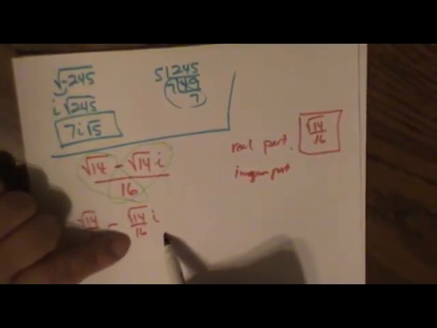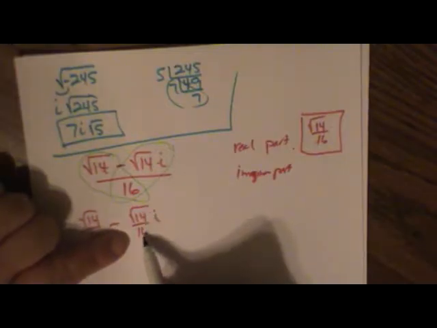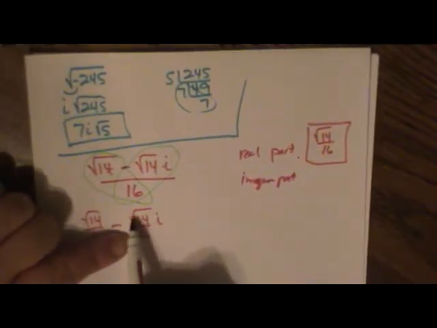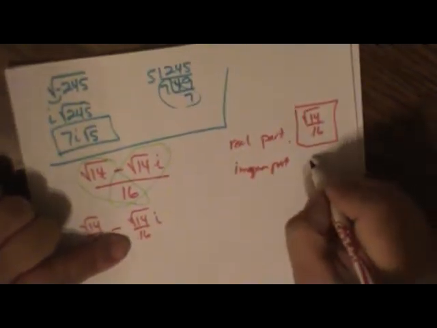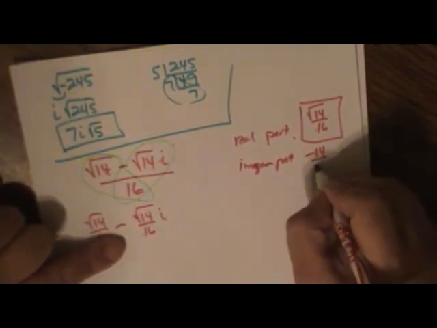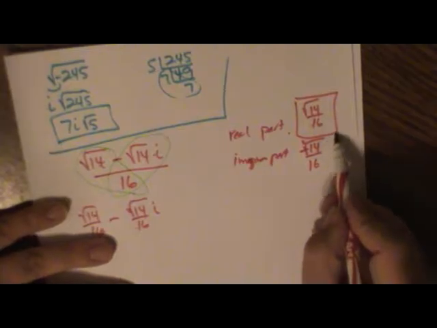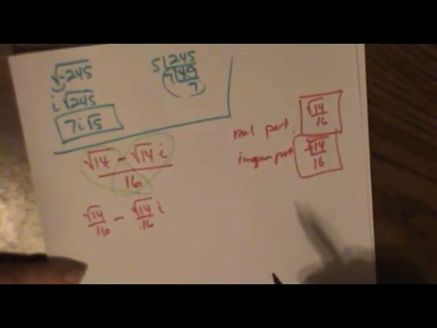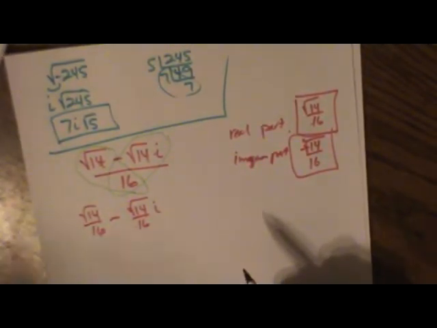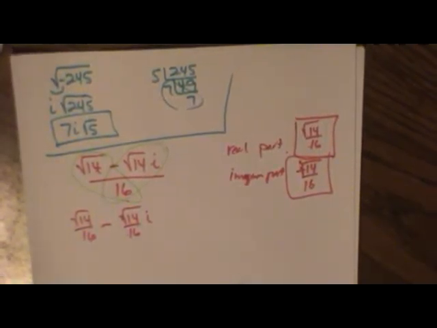And if you look at this one, we're done as well because we can't reduce it because one's inside, one's outside. So here we have negative square root of 14 over 16. Looks hard, but it's easier than what it looks like.